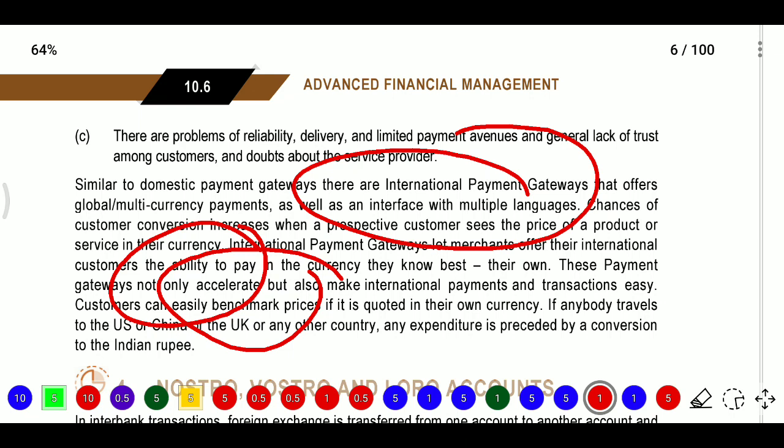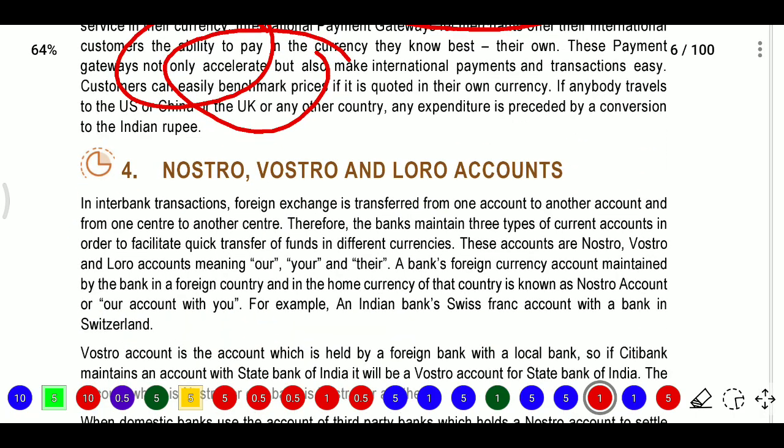If anybody is traveling, and nowadays travel is booming, for travelers to the US, China, UK or any other country, any expenditure is converted into Indian rupees. It makes it easy to see how much we have used, how much we are spending, and how much we require. It is easy to form an idea for next tour planning.